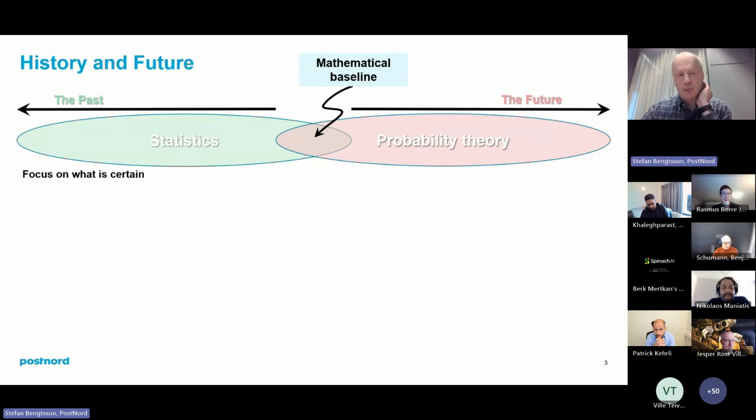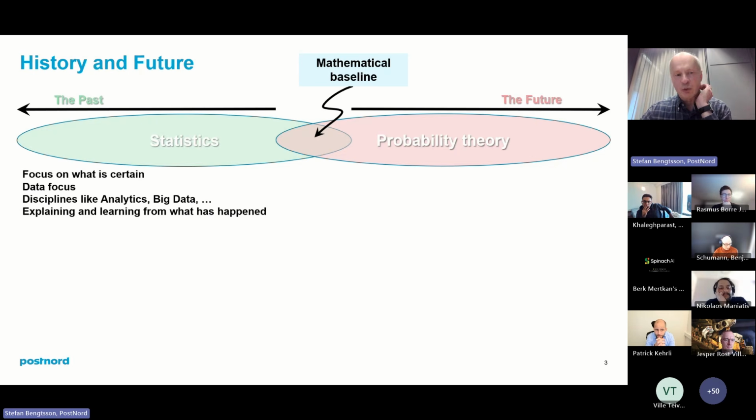Well, with statistics, we focus on what is certain. We have a data focus. We usually use this way of thinking when we're discussing analytics, big data, and stuff like that. We try to explain, we try to learn from what has already happened. And it's also to some extent related to academic thinking, because it's natural. In academic thinking, we want to be evidence-based. We want to be able to prove the theories or theorems that we establish.